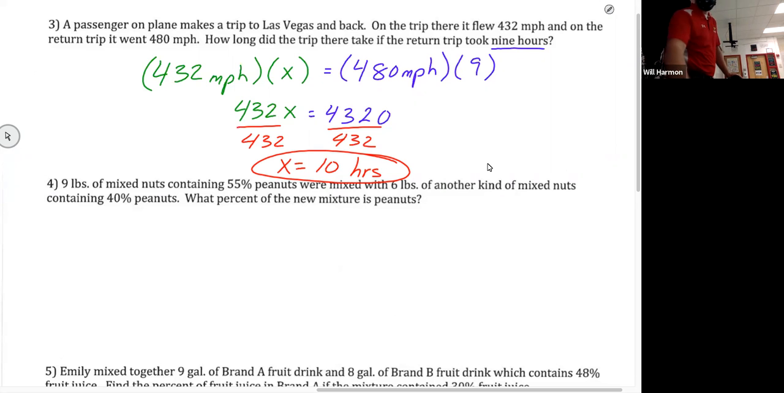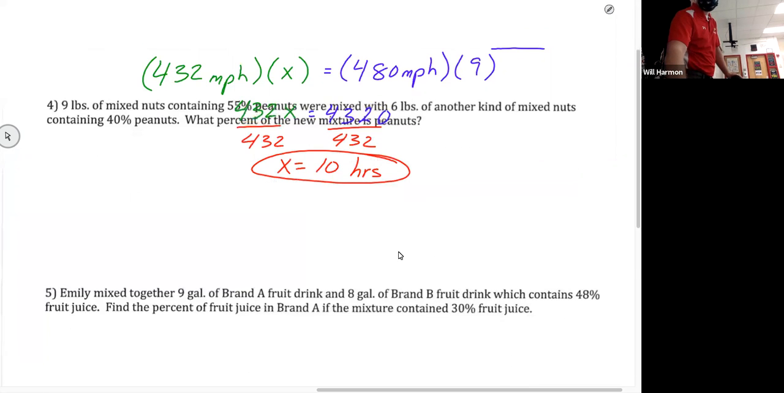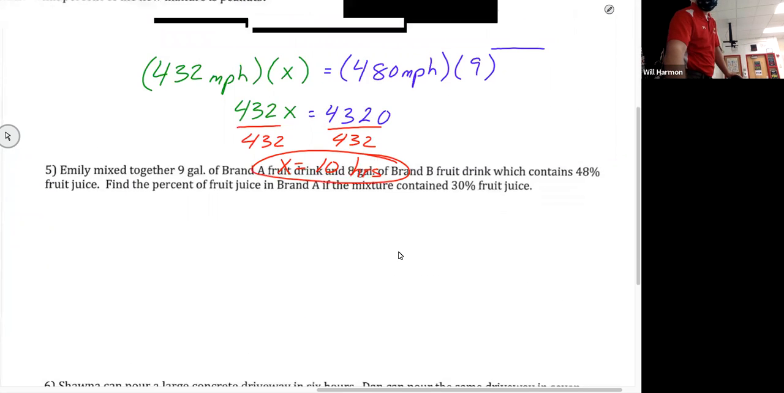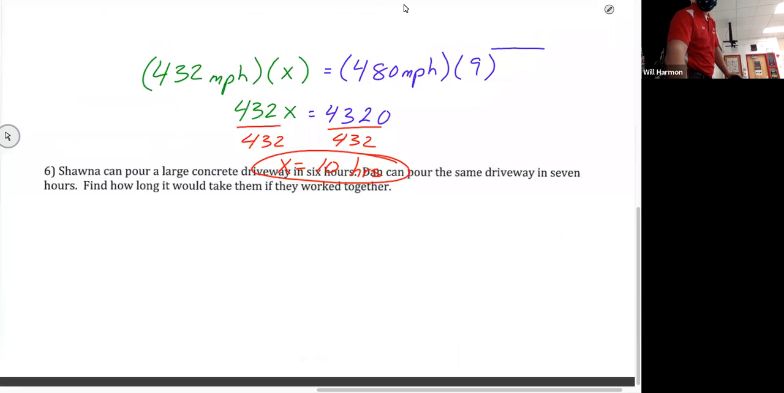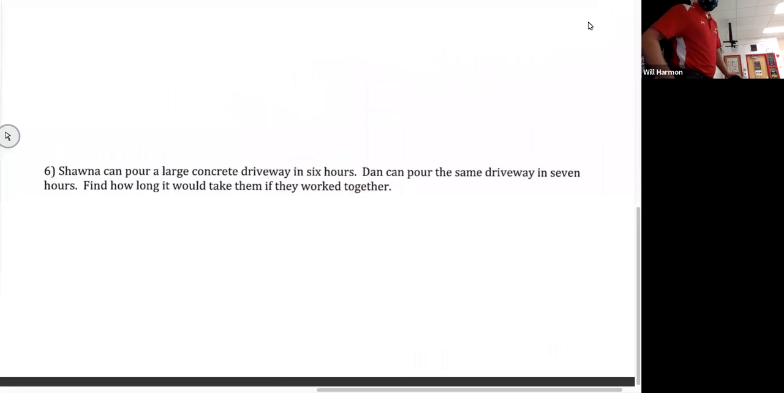All right, we're good. Number 4. And number 5. I like this one. All right, we only skipped those 2 because we don't need to.